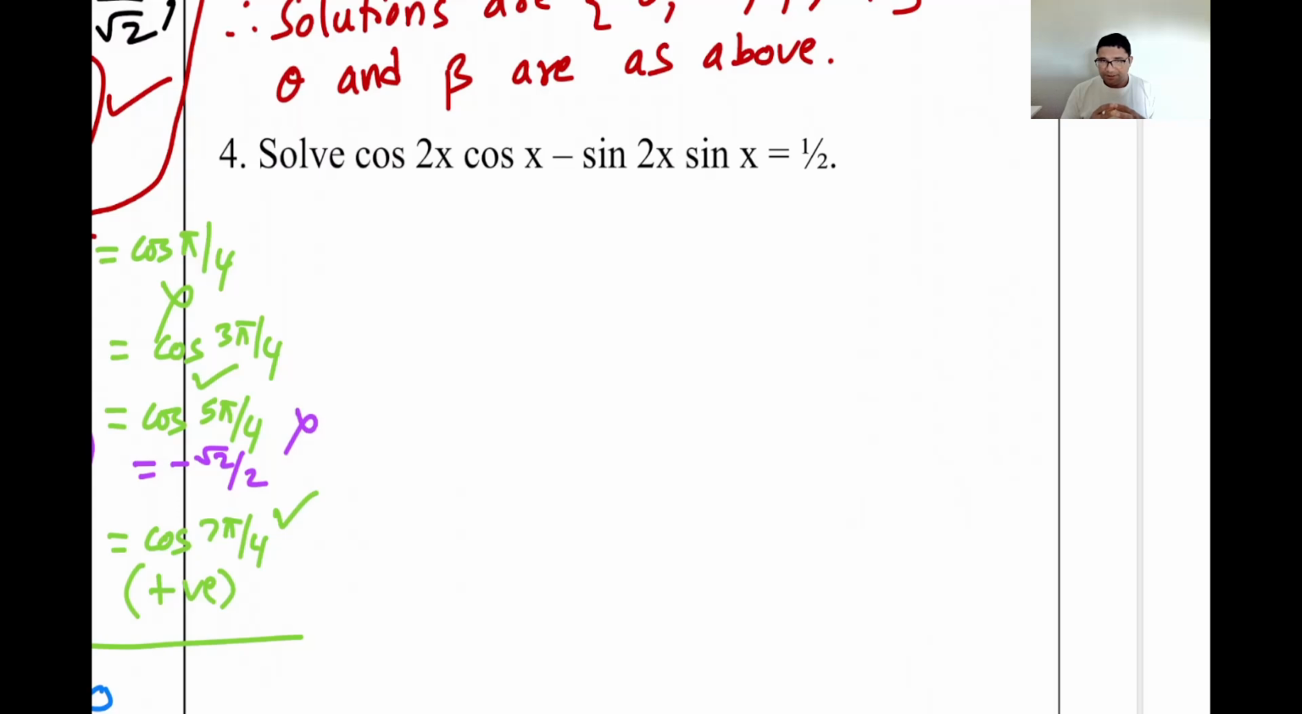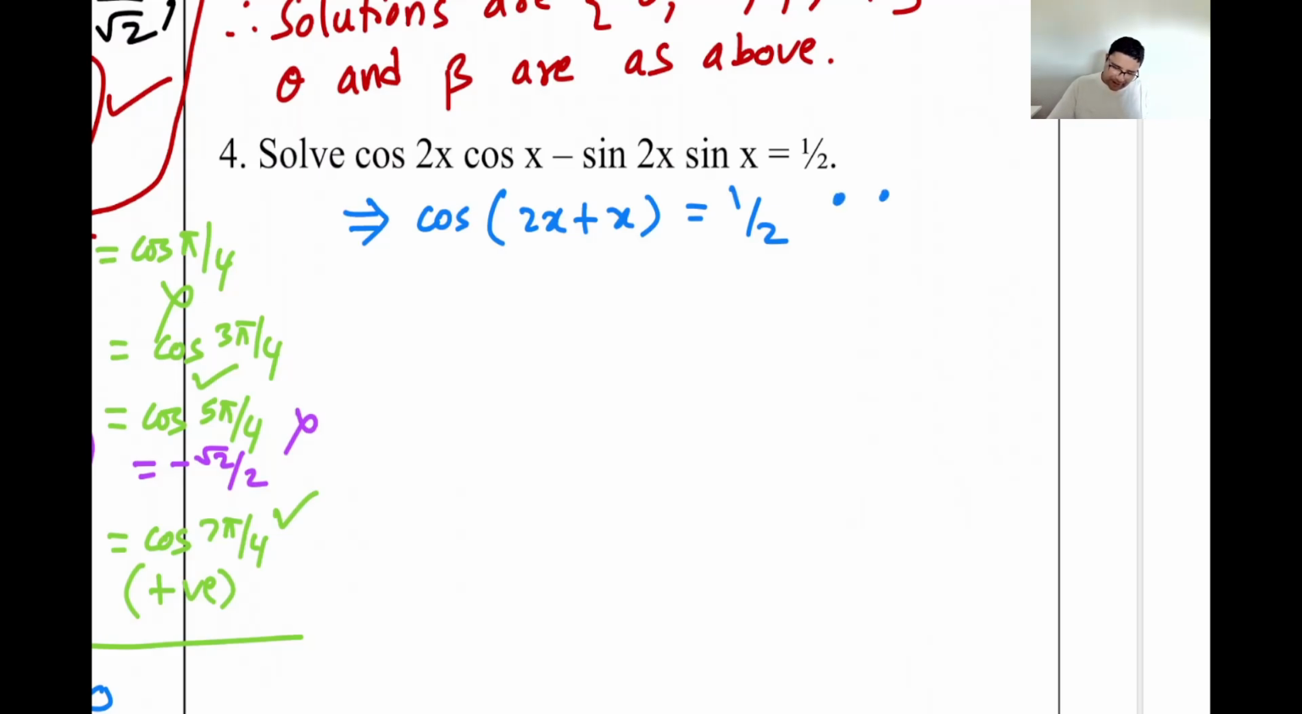Solve cos 2x cos x minus sin 2x sin x equals half. When you see that, I was saying earlier that when you see the expression, you will know what identity to use. Take a moment and think if some identity is coming to your mind. And it should be this: cos of 2x plus x. What's the identity?